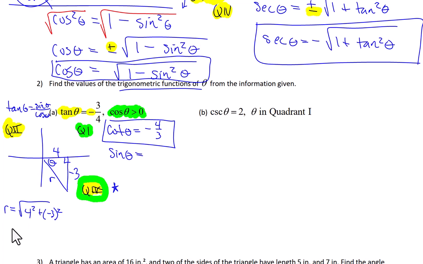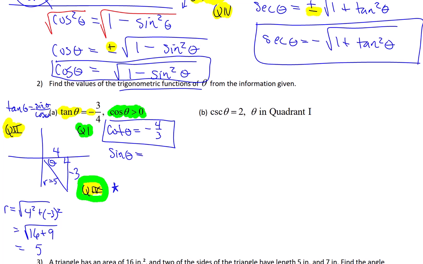So if we just do a little bit of simplification here, we can say that r is really the square root of 4 squared is 16, -3 in parentheses squared is 9, 16 plus 9 is 25, and the square root of 25 is 5. We'll just write that there. So r must be 5. With that being the case, now we have everything we need. We can find all of the other trig ratios. So I'm going to label this here in our diagram, r equals 5.